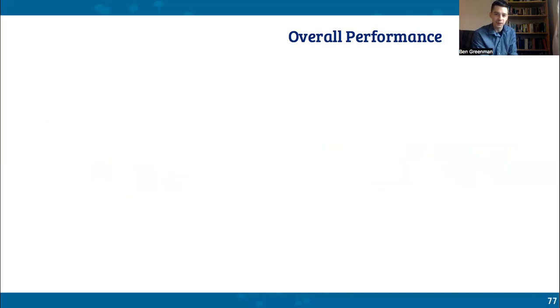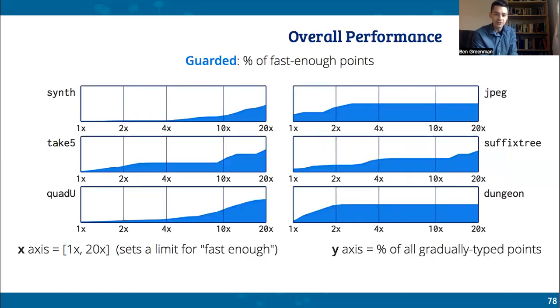So now let's look at some more of the benchmarks. Here are 6 plots from 6 benchmarks. These blue curves all represent the performance of guarded, so standard Typed Racket. If we're willing to tolerate slowdowns between 1x and 20x, what percent of all the points, going from 0% to 100%, what percent of these can we use? And we see for all of these, if we're willing to tolerate even something as slow as 20x, we can use about half of the configuration points. So that's not very good.